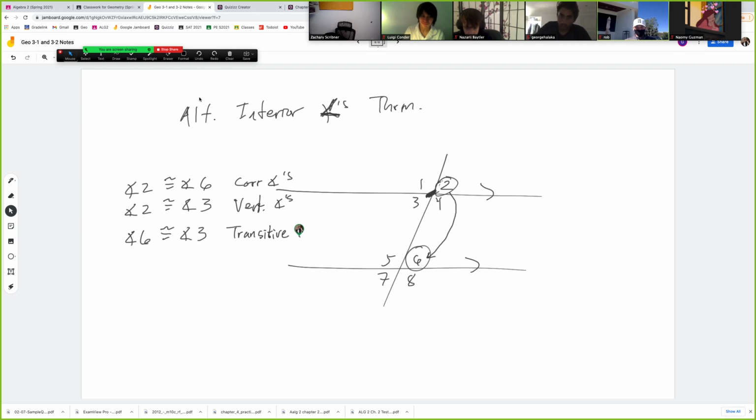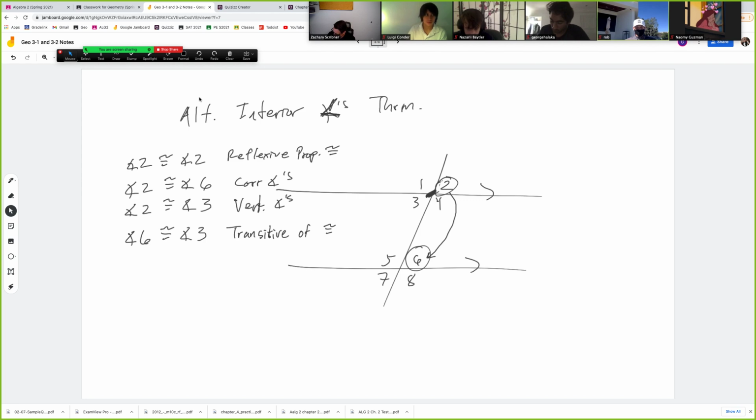Transitive property of congruence, right? If 2 is congruent to 6, and 2 is congruent to 3, then you can say 6 and 3 are congruent, because we know that 2 is congruent to 2. If we were doing a proof, you would probably start off by saying 2 is congruent to 2 by the reflexive property of congruence. 2 is congruent to 6, 3 is congruent to 2, therefore 6 is congruent to 3 by the transitive property of congruence.